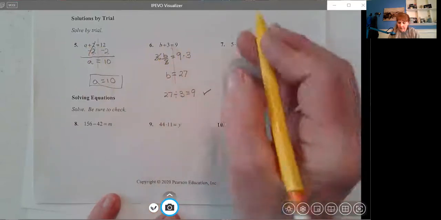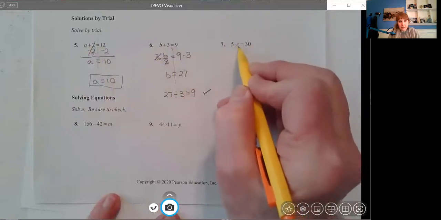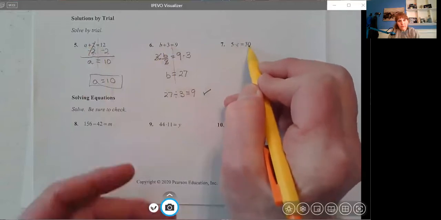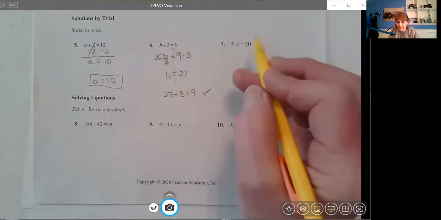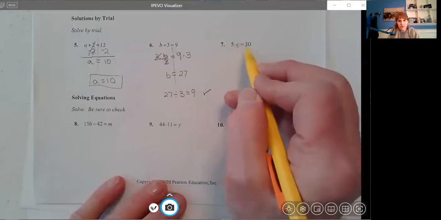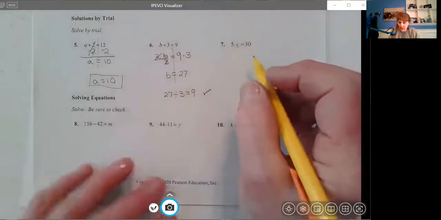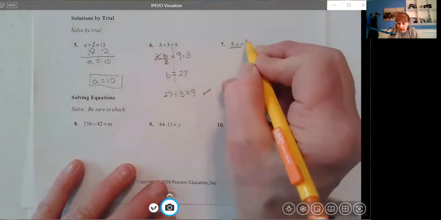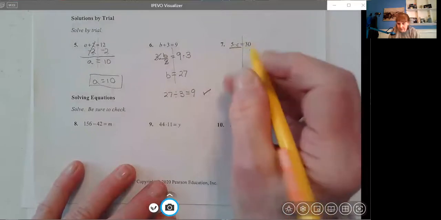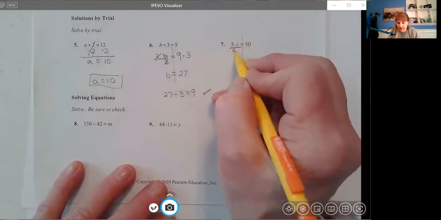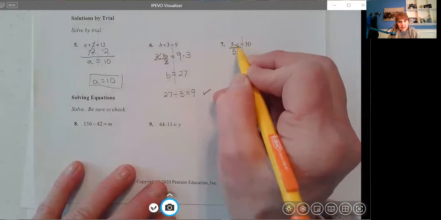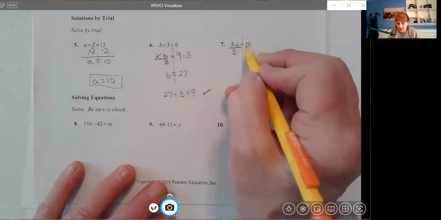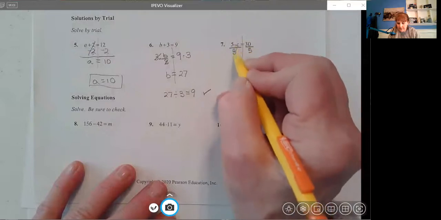Here on number 7, 5 times c, what are you going to multiply times 5 to get 30? Well, most of you know that that would be a 6. 5 times 6 is 30. But if you didn't know that, in order to get the c by itself, we would divide, I'll go ahead and draw that line down here. We would divide by 5. Here you have 5 times c. To get rid of the multiplication, the opposite is division. We'll divide both sides by 5.